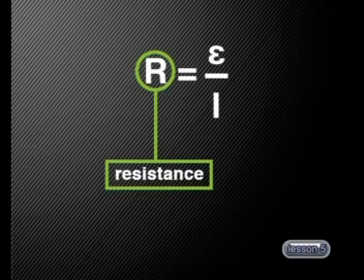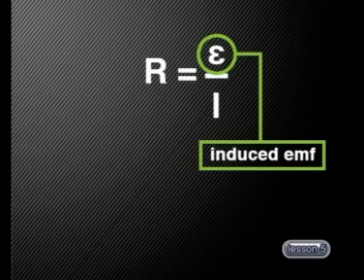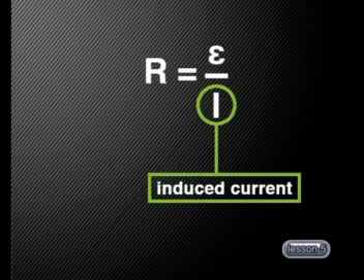So when moving a magnet in a coil, we can say that the current induced in the coil is directly proportional to the induced potential difference or induced EMF in the coil. We can express Ohm's law for the coil as a mathematical equation as follows: R, the total resistance of the coil, equals E, the induced EMF, divided by I, the induced current.